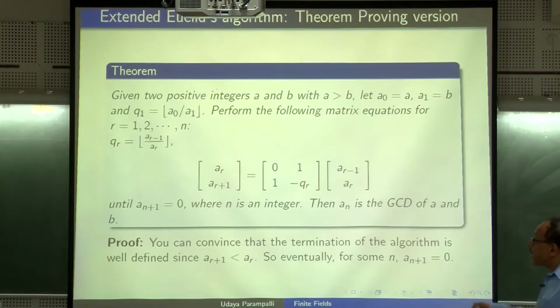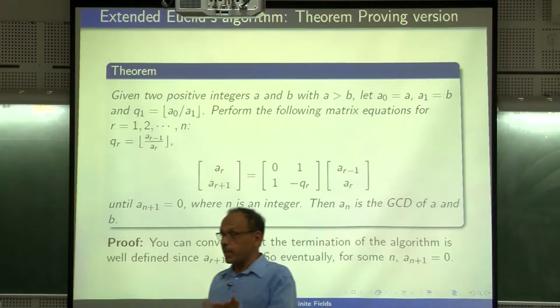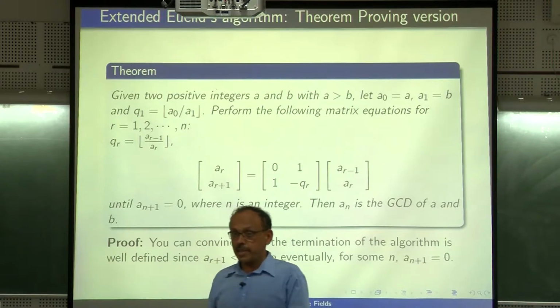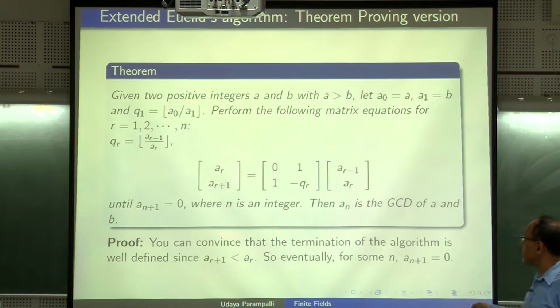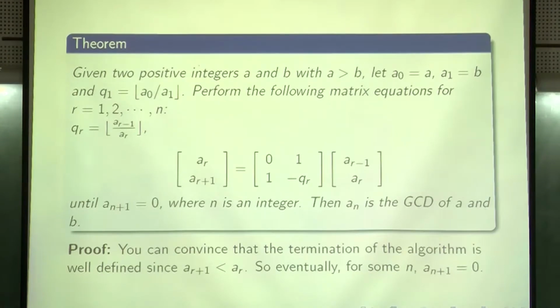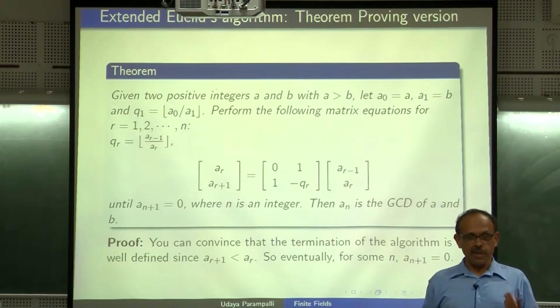Here is a theorem that shows that the extended Euclidean algorithm indeed gives you the greatest common divisor, and I prove this result through this. So this idea of the Euclidean algorithm is very useful. For any greatest common divisor, use the extended GCD algorithm. Please try small examples on Magma.